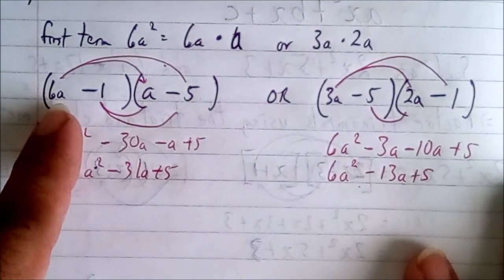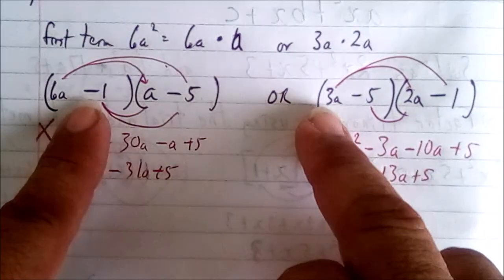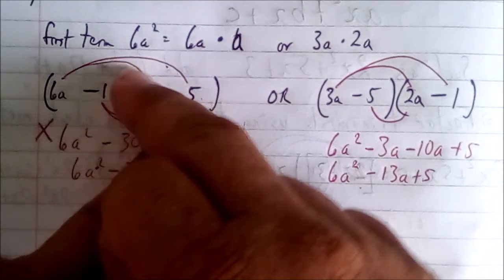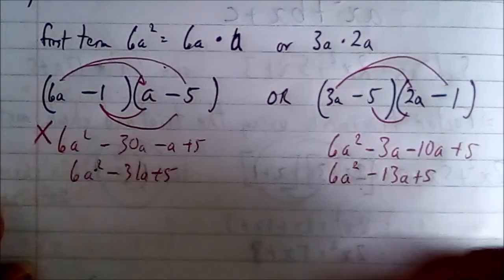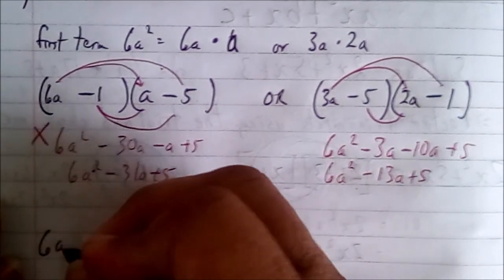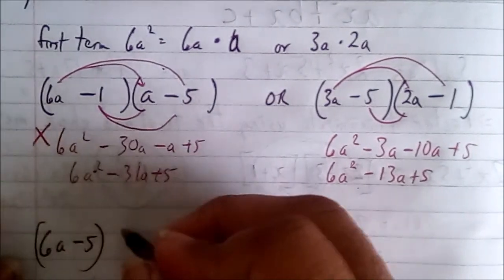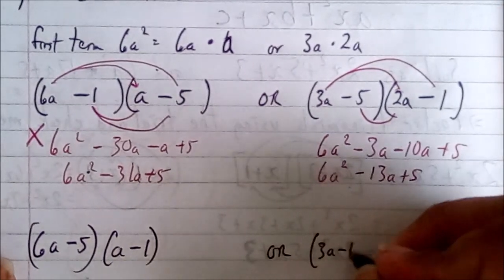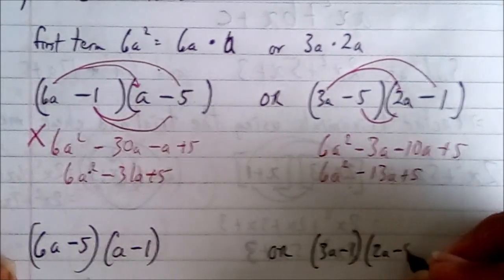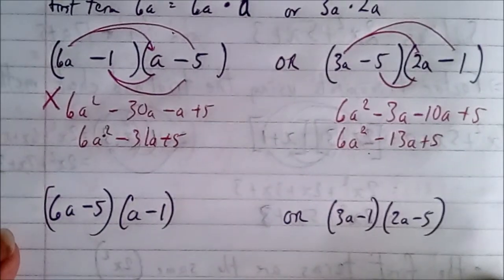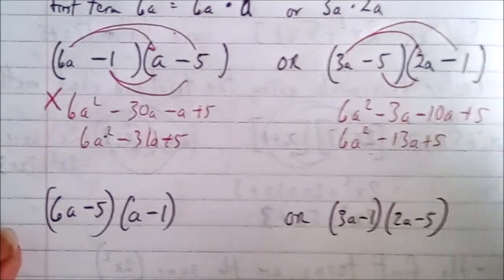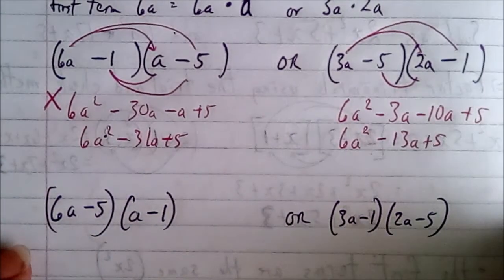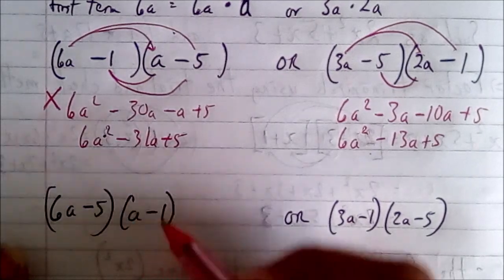Remember, we said 6a minus 1, and then we said 3a minus 5. But this could also be a different combination. We can put the 5 and the 1 opposite. So let's try that. We can have 6a minus 5 and a minus 1, or we can have 3a minus 1 and 2a minus 5. That is a possible combination. Remember, this is the trial and check method, so we'll try and check which one would work. So let's try this other combination.